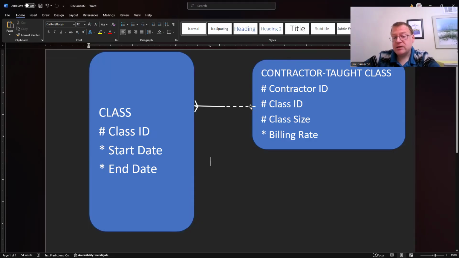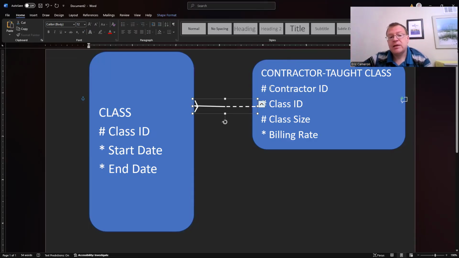Now, if they had to teach a class, this would be a full solid line. That's why the stuff on the right-hand side of the screen is dashed, because the contractor does not have to teach a class. Now, flipping it around over here, a class must have an instructor. And if we were doing it just the simpler way, it would be a contractor.